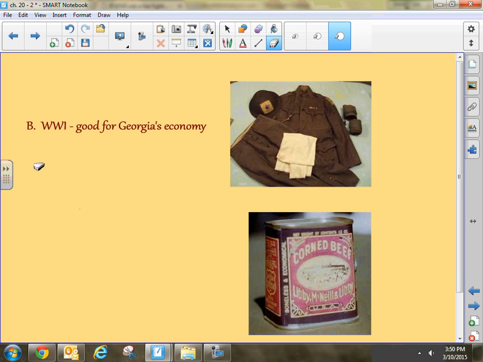It's also good for Georgia's economy. Cotton from Georgia is used for uniforms. Food grown in Georgia is turned into canned rations, and textile mills take that cotton, turning it into uniforms. So all of this was very good for Georgia businesses.